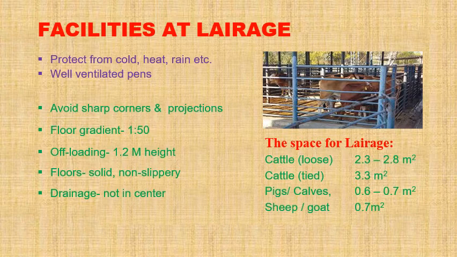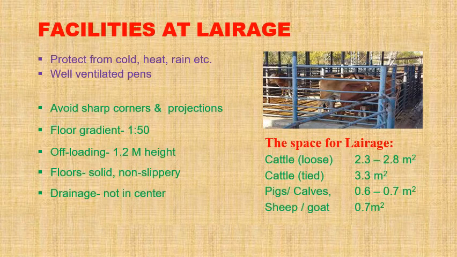The floor should have a good gradient, that is 1:50. That will help in removing the washing water whenever required. Then the offloading height should be about 1.2 meters. That is the ramp, as I said previously. The floors should be solid and non-slippery. And the drainage should not be in the center of the pen.